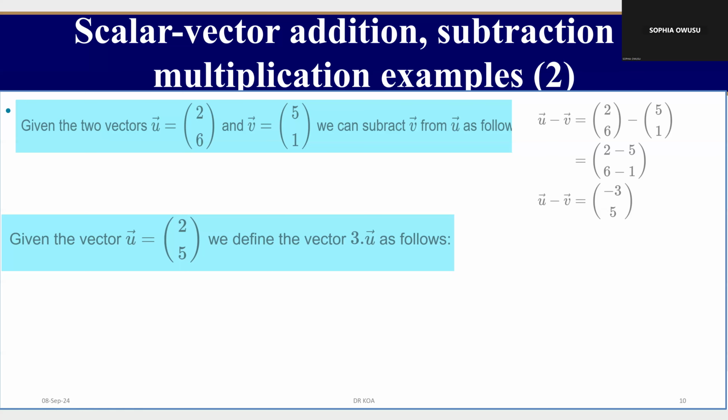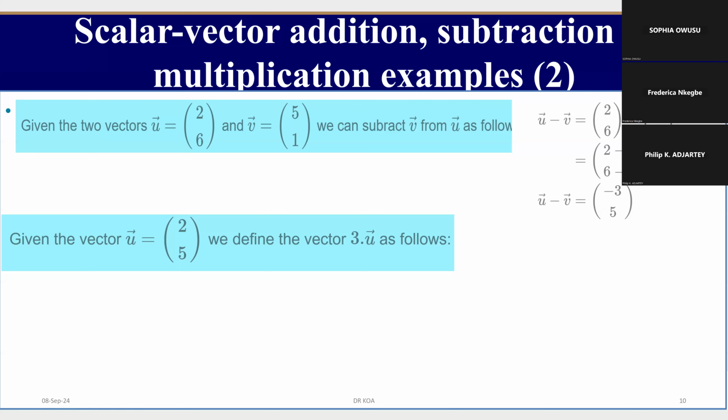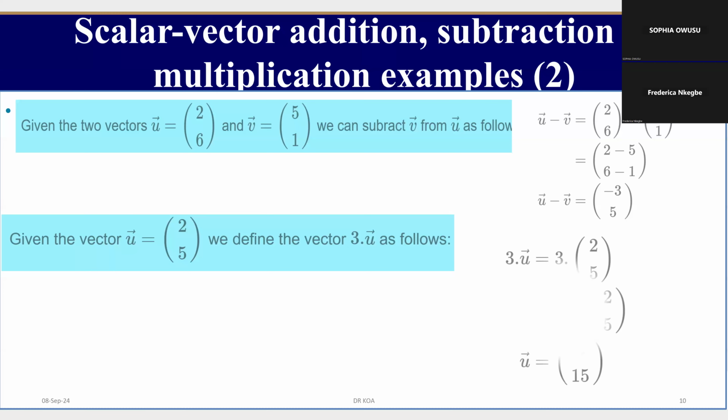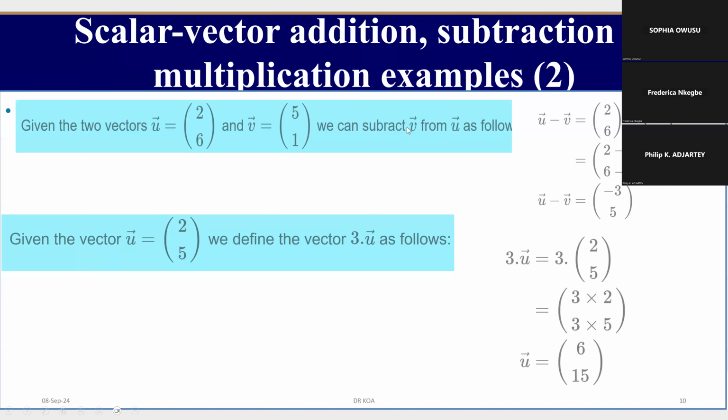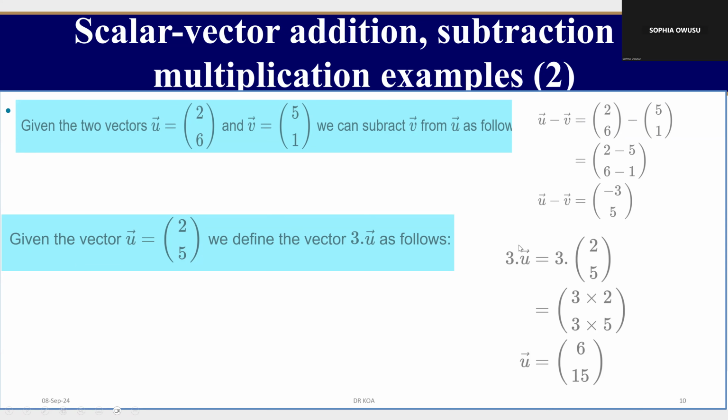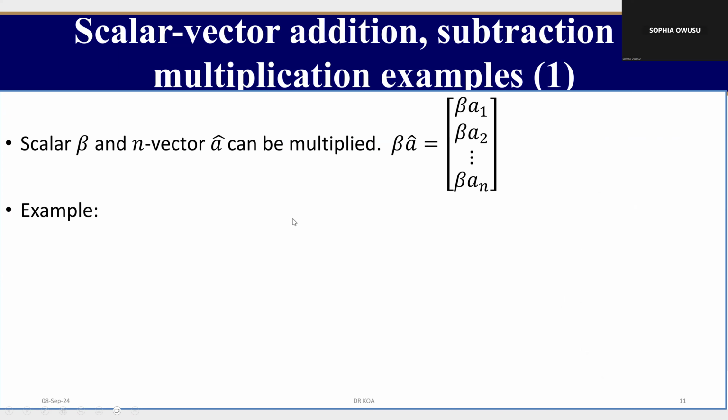Yes, Sophia. Guys, don't just watch. Talk, Vedrika. 6, 15 down. Sophia, please keep quiet a bit for me, okay? I called you 3 times. Now, you have 6 and then 15. And that is how you do. The 3 is the scalar.